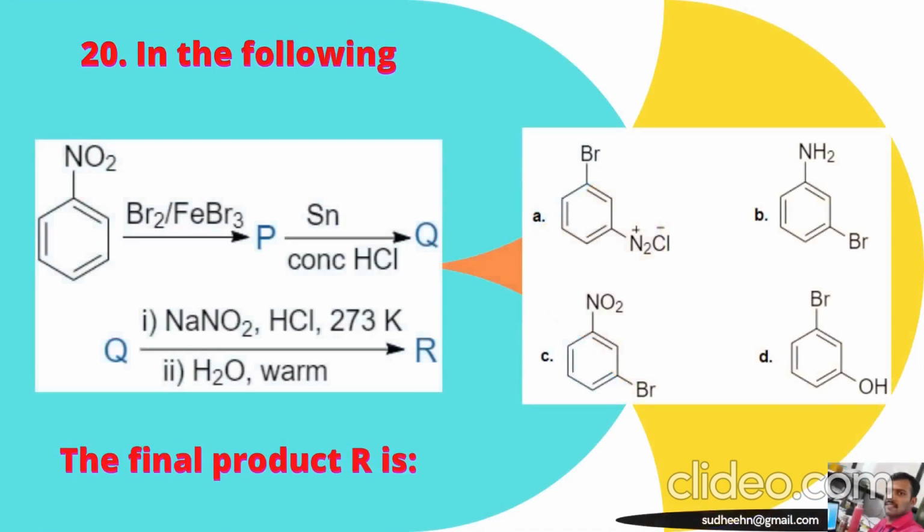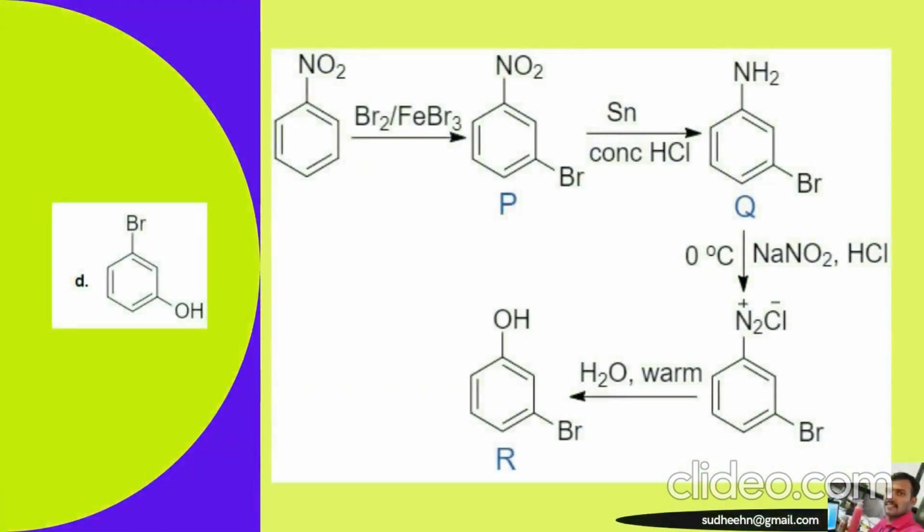Question number 20. In the following reaction, the final product R is asked. When nitrobenzene is made to react with bromine in the presence of iron bromide, then with tin and concentrated HCl, and then with sodium nitrite, NaNO2, maintaining the temperature at 273 K, at the end, the last product we are getting, he has given four options, and the right option is option D, which follows this particular reaction, a benzene ring with bromine and OH. So this is the right answer.